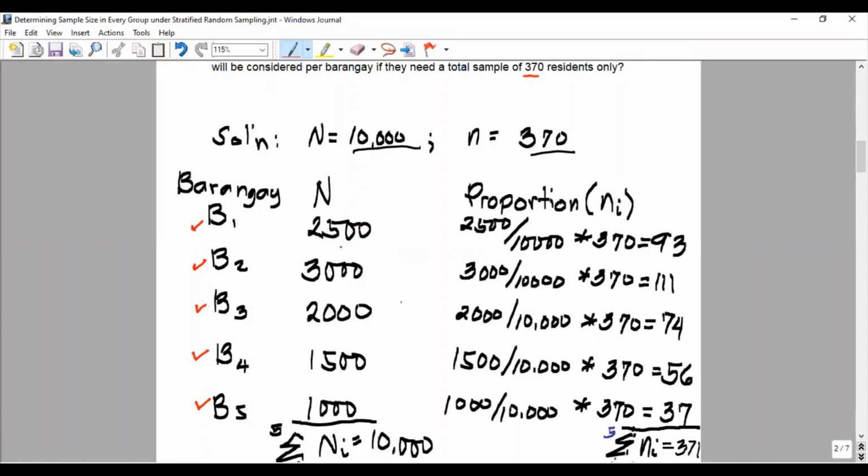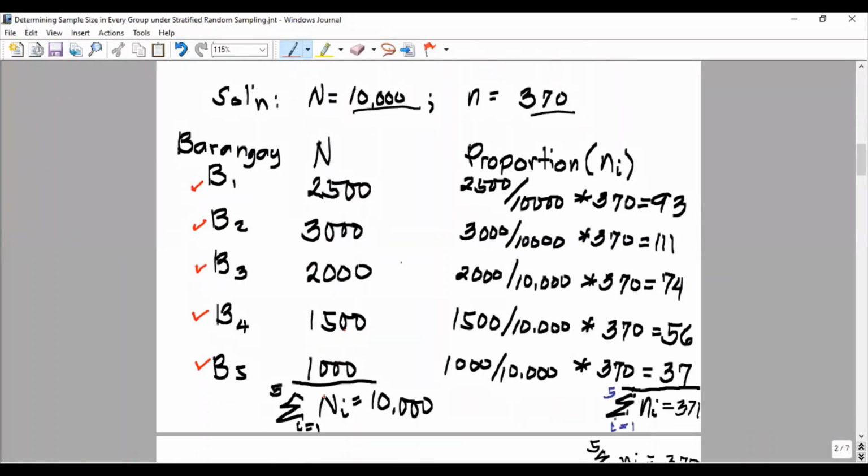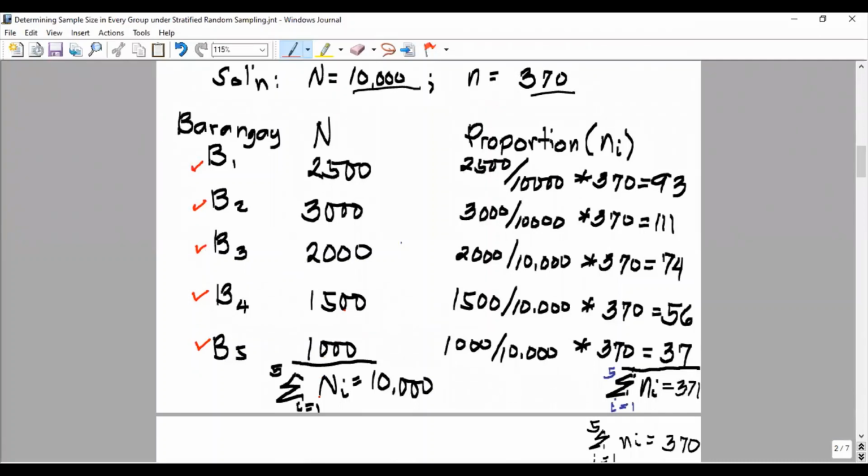So the population in B1 is 2,500. The population in B2 is 3,000. The population in B3 is 2,000. The population in B4 is 1,500. And the population in B5 is 1,000. So the summation of all the populations here, N sub i, where i ranges from 1 to 5, is 10,000. The range is 1 to 5 because there are 5 different barangays.